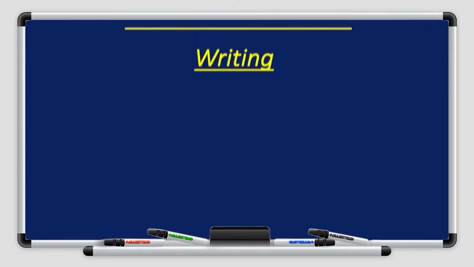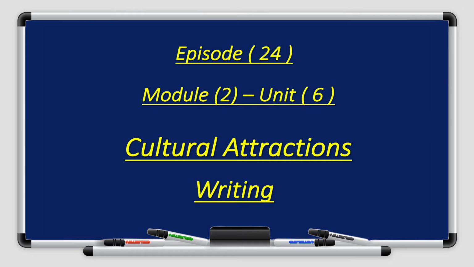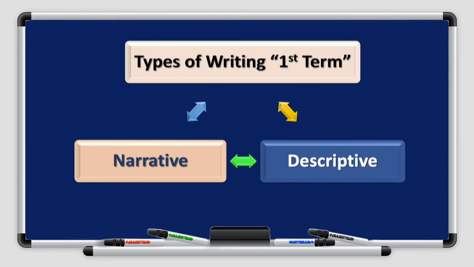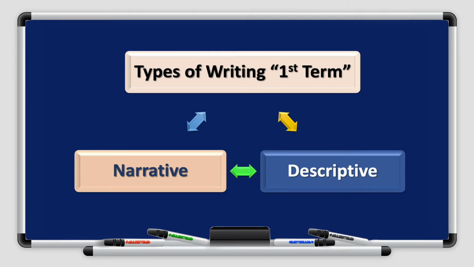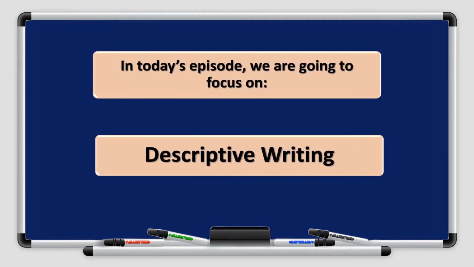This is Target English Grade 9 featuring episode 24 covering Module 2, Unit 6, in which we will be focusing on our last writing task for the first term. As we previously mentioned, in the first term, we focus on the narrative type of writing and the descriptive type of writing. And in today's episode, we're going to focus specifically on descriptive writing.